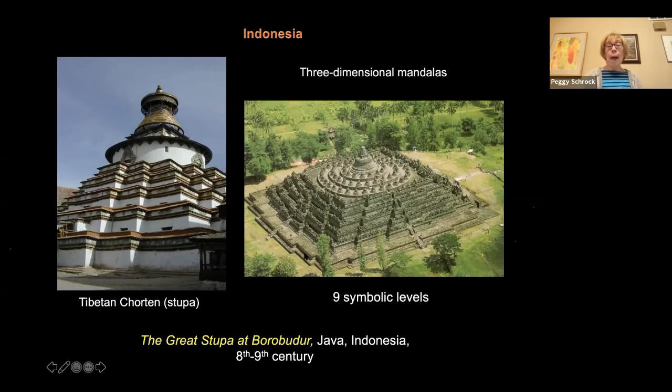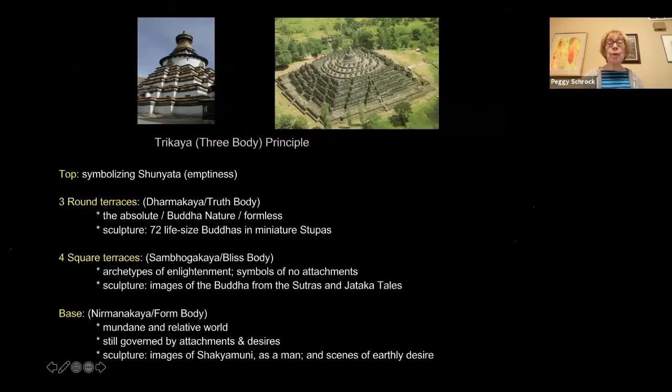the three body principle in each of the terraces. So you have 9 terraces. The base, which is closer to the earth, symbolizes the Nirmanakaya, or the form body. And remember, that's the relative world, the mundane world that we live in. And that would be images of Shakyamuni.